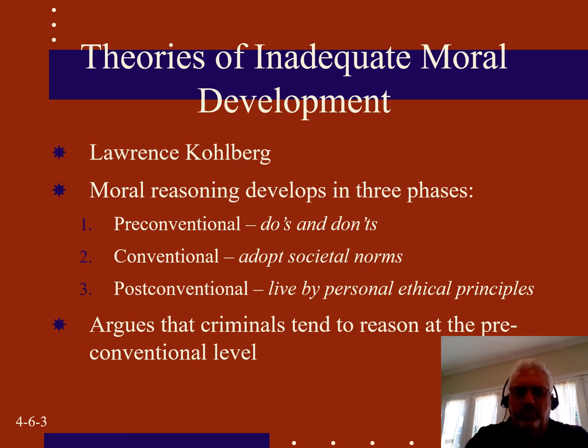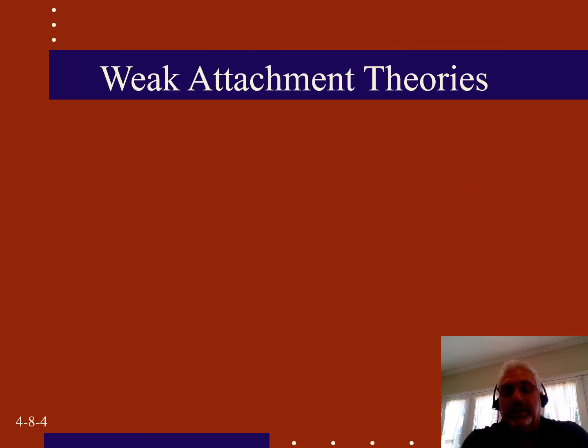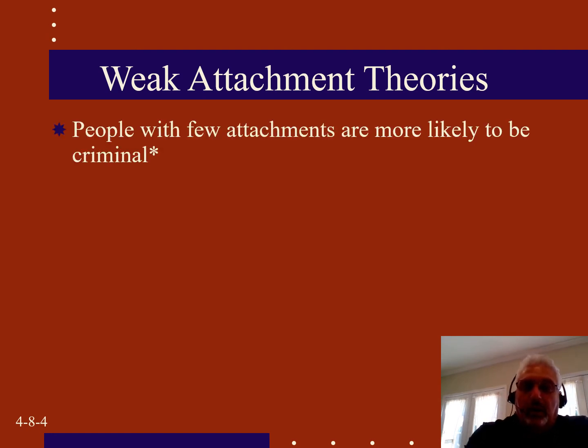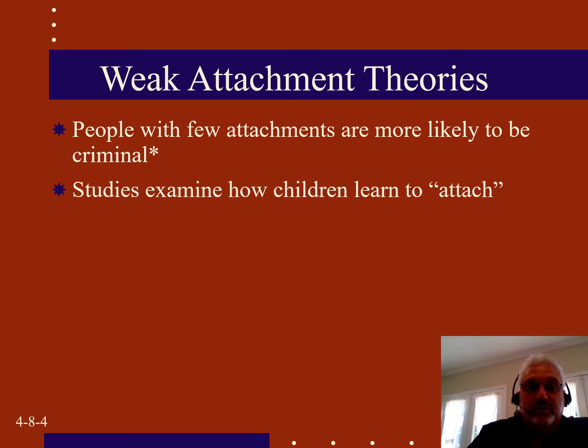All right, let's move on to one of my favorites, and that is weak attachment theory. It's a really interesting idea. So at the individual level with weak attachment theory, the basic idea is that people who don't form strong attachments to others, like their parents and their teachers and other people that are important in their lives, are much more likely to be criminals. We're going to see this idea come up again and again throughout the rest of the semester.